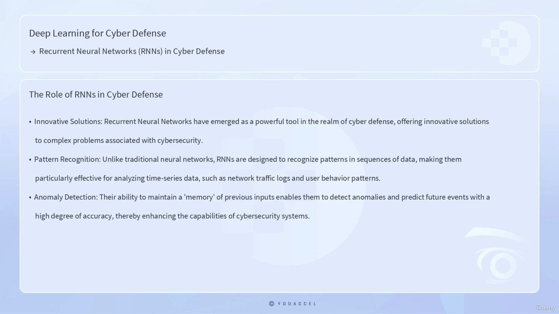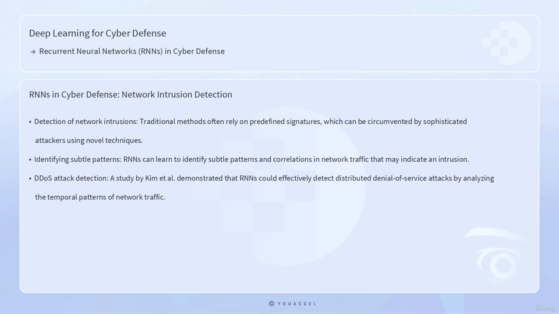Their ability to maintain a memory of previous inputs enables them to detect anomalies and predict future events with a high degree of accuracy, thereby enhancing the capabilities of cybersecurity systems. One of the primary applications of RNNs in cyber defense is in the detection of network intrusions. Traditional methods of intrusion detection often rely on predefined signatures of known threats, which can be circumvented by sophisticated attackers employing novel techniques. RNNs, however, can learn to identify subtle patterns and correlations in network traffic that may indicate an intrusion, even if the specific attack vector has not been previously encountered.